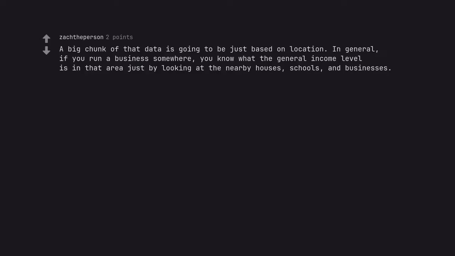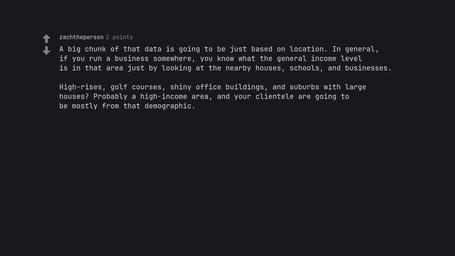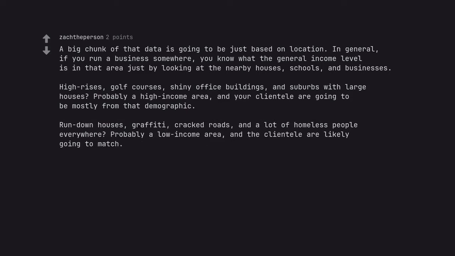In general, if you run a business somewhere, you know what the general income level is in that area just by looking at the nearby houses, schools, and businesses. High rises, golf courses, shiny office buildings, and suburbs with large houses? Probably a high income area, and your clientele are going to be mostly from that demographic. Rundown houses, graffiti, cracked roads, and a lot of homeless people everywhere? Probably a low income area, and the clientele are likely going to match.